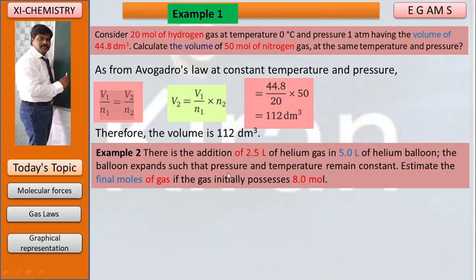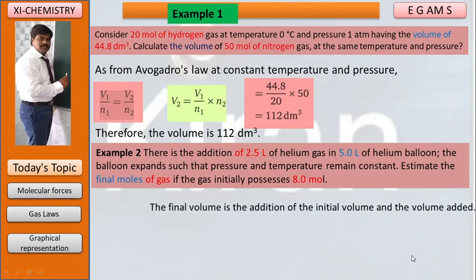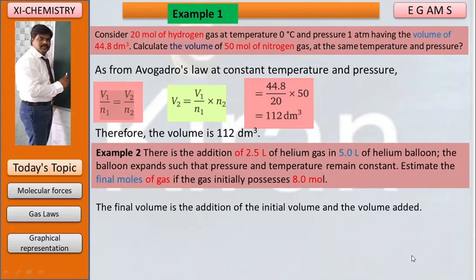Expand such that the pressure and temperature remain constant. Estimate the final moles of gas if the gas initially possesses 8.0 moles. So all the values they have given, you have to find out the final volume. So same formula, V1 by N1 is equal to V2 by N2. So V2 is equal to 2.5 plus 5.0.